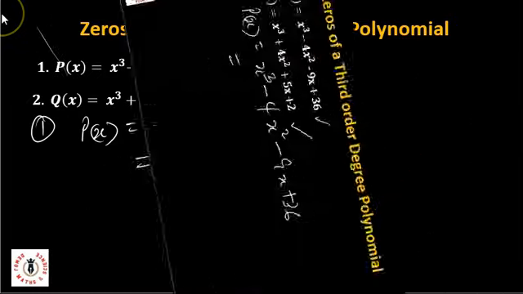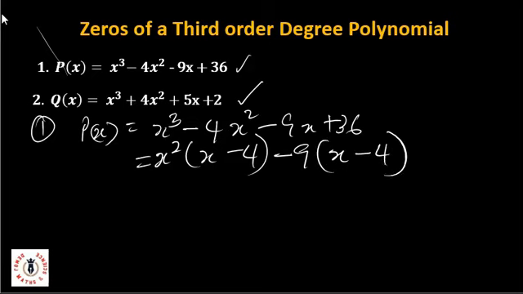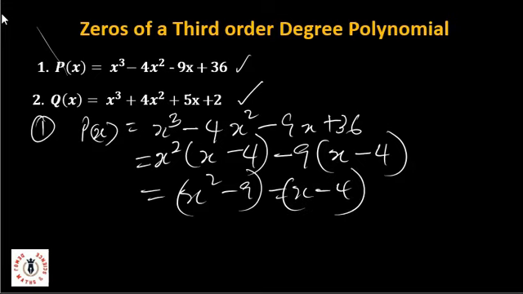Now let's see. We can regroup it to become x squared, and you now have x minus 4. Now between minus 9x and 36, it becomes minus 9 into x minus 4. Remember that minus 9 times minus 4 will give us plus 36. Now I can conclude this to become x squared minus 9 times x minus 4, so that we have x squared minus 9.